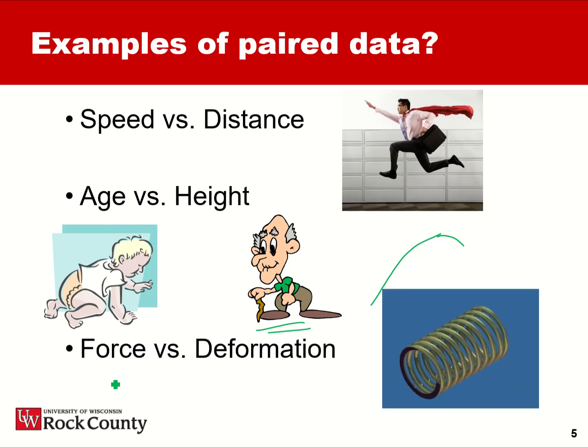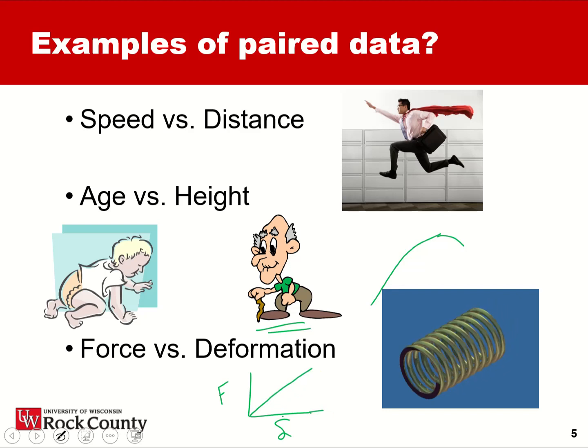Another example might be force versus deformation. Springs have a linear property where we have some deformation, which we'll call delta, and this is our force. As delta increases, so does the force. It's a linear relationship to a point, and then we get into a yield of the material, and it doesn't stay that way. But most springs always work in a certain range, which is very linear for us.